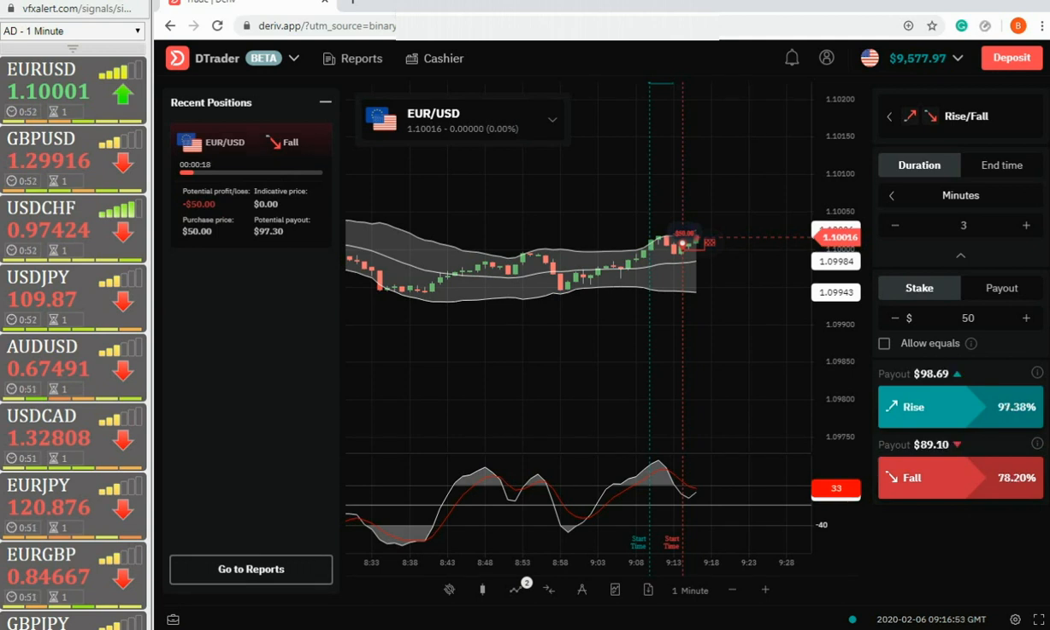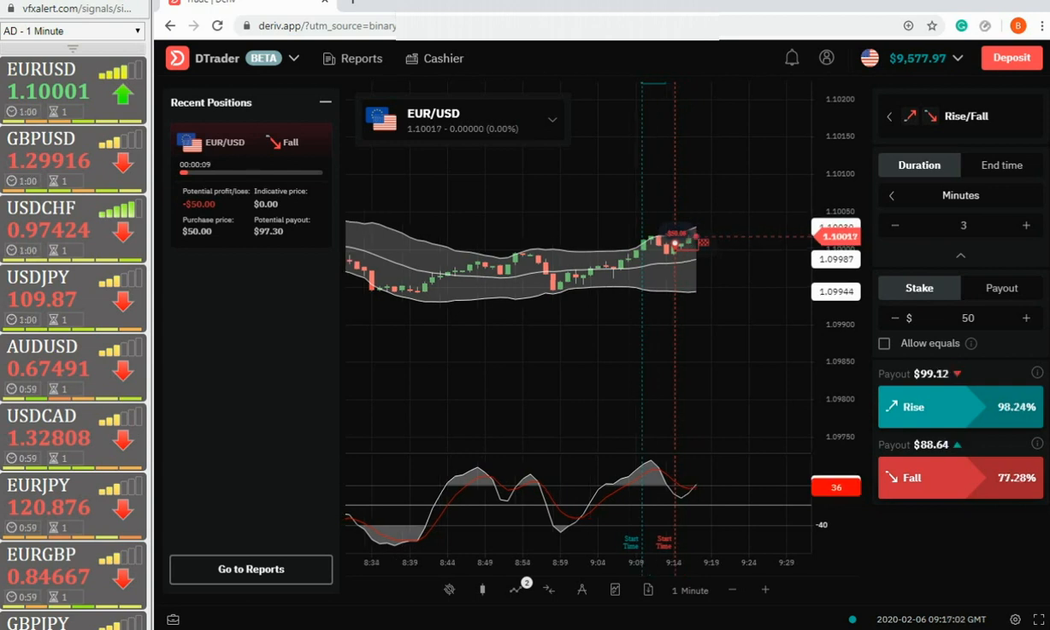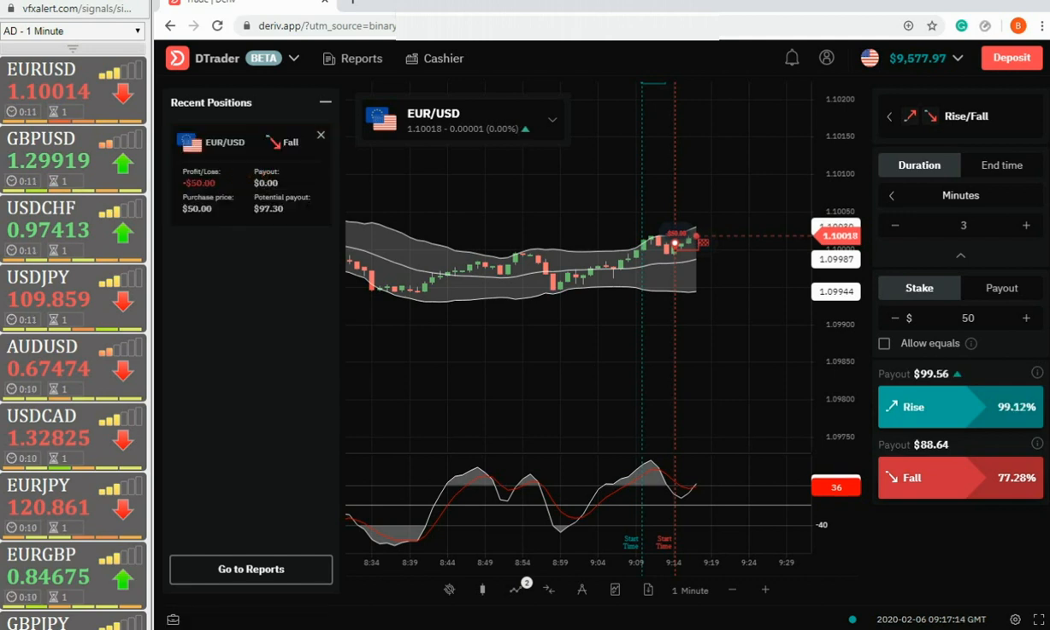Option at a loss. We are waiting for expiration. The transaction ended at a loss. We are waiting for the next signal.